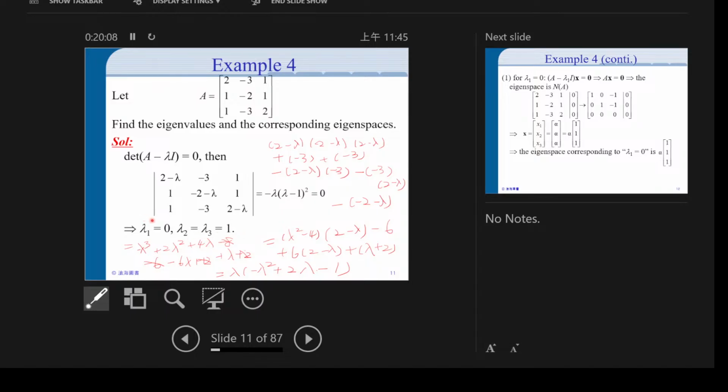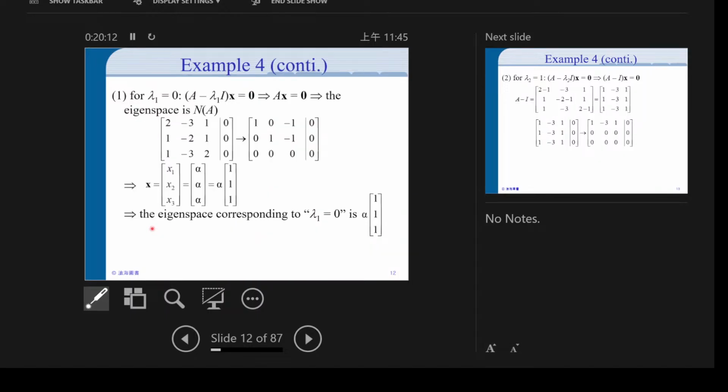Okay. The first step, dealing with this single root, is simple. A minus lambda 1 I, with lambda 1 equal to 0, is just Ax equal to 0. And it's now 3 by 3, so it's a bit harder to eyeball the null space, and we do Gaussian elimination.